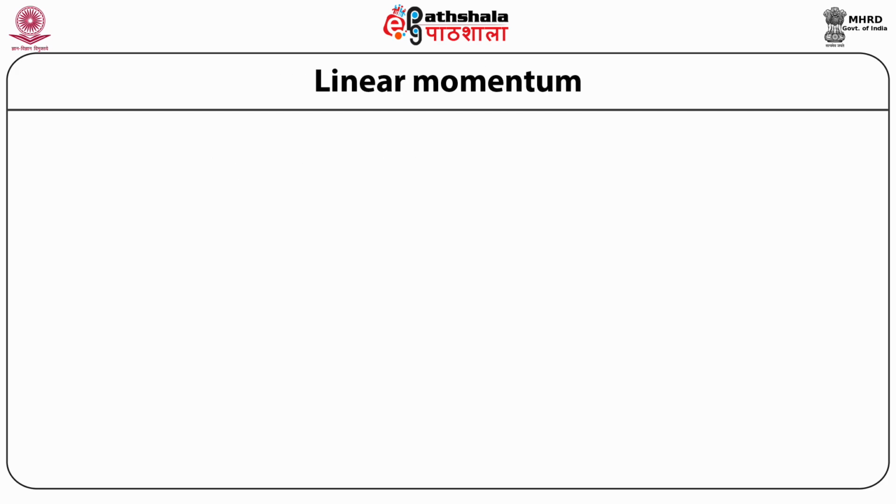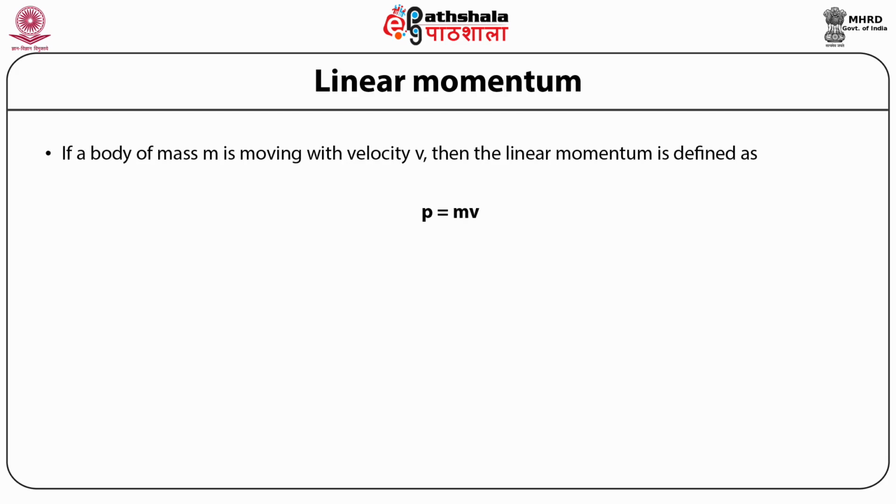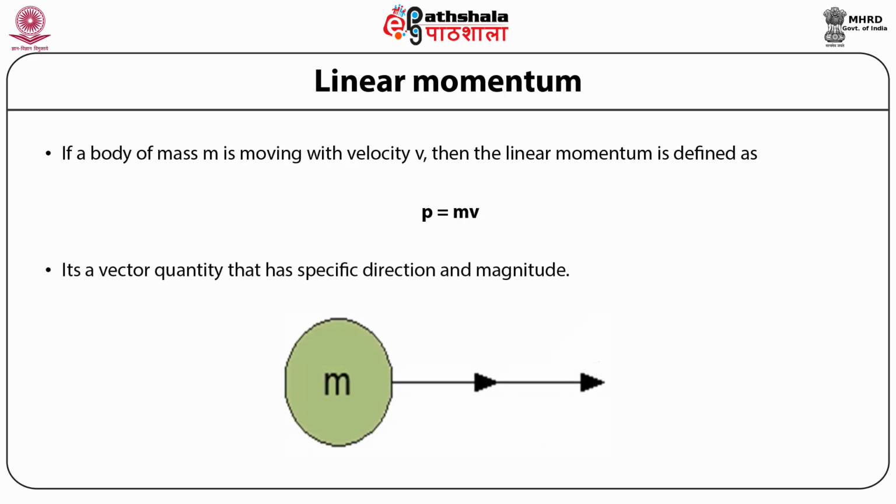This slide explains the meaning of linear momentum. Let's say a body of mass m is moving with velocity v. Then the linear momentum is defined as p equals m times v. Linear momentum is a vector quantity that has a specific direction and magnitude. So here in this picture you have the body of mass m moving with velocity v.